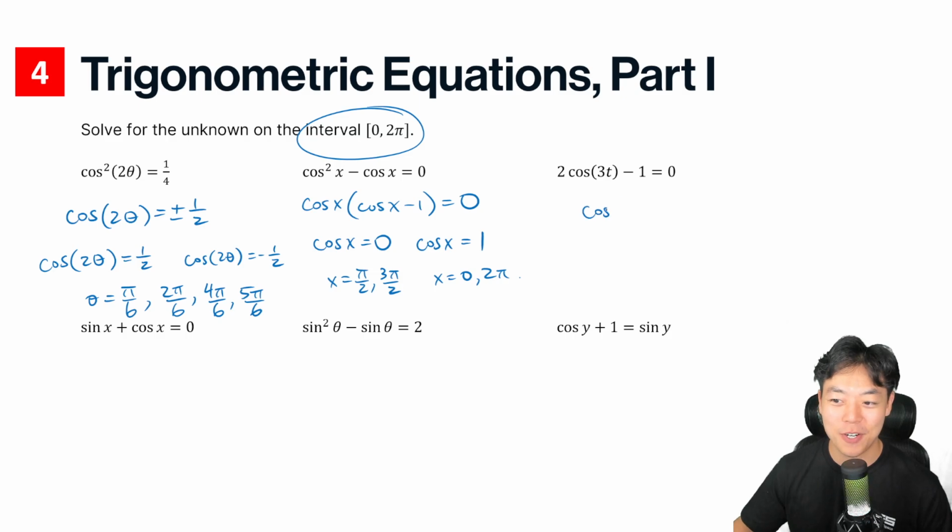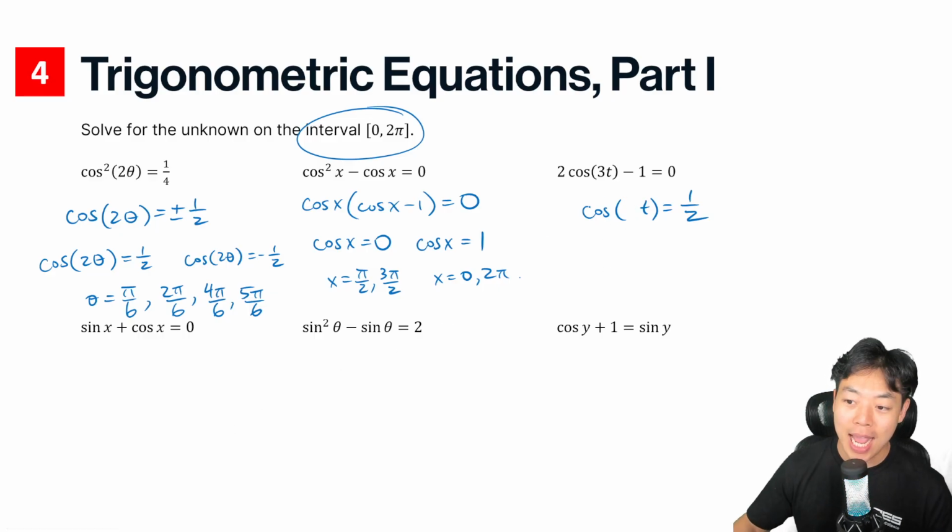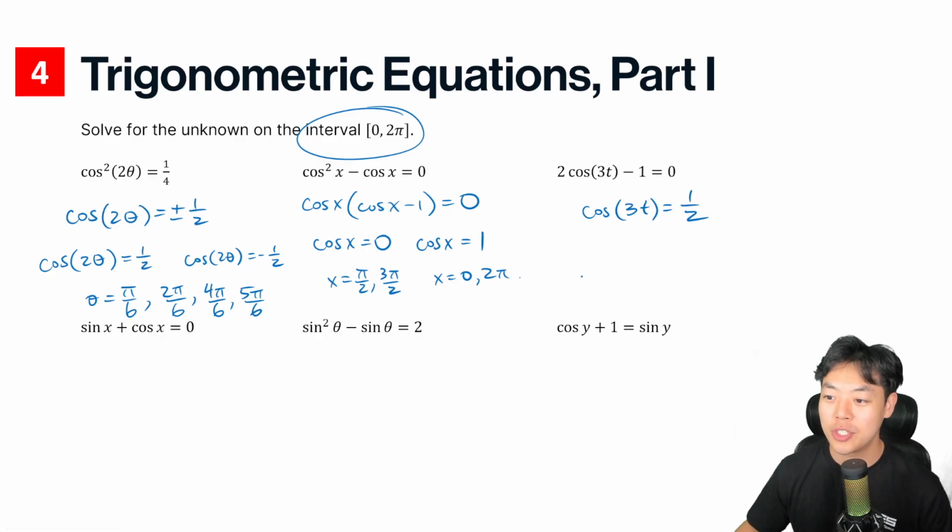Let's solve this one. This one looks a little simpler. Use inverse operations to add 1 to both sides and divide by 2. I'm going to rewrite this 3 because I preach good handwriting and I want to preach it to myself here as well. Cosine is equal to 1/2.